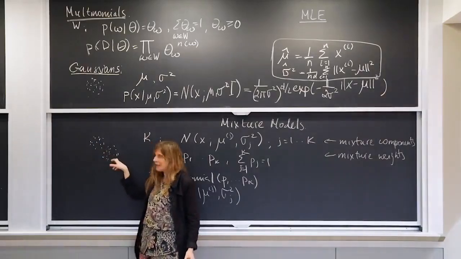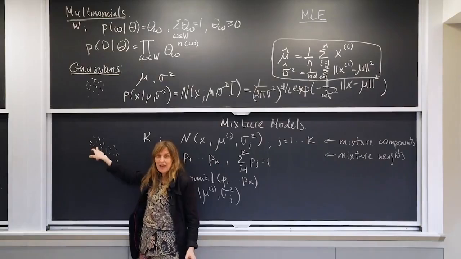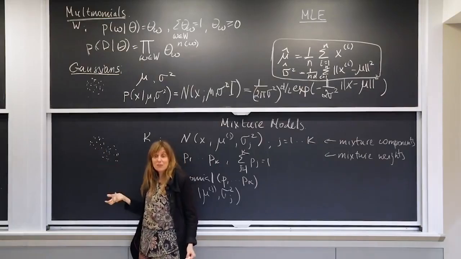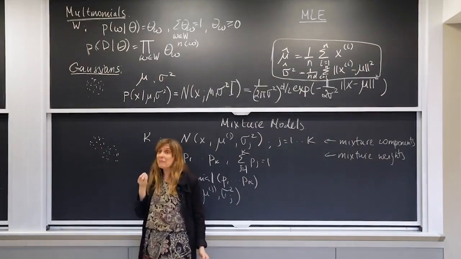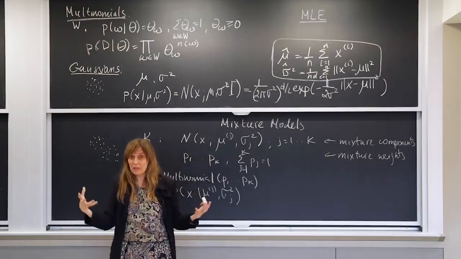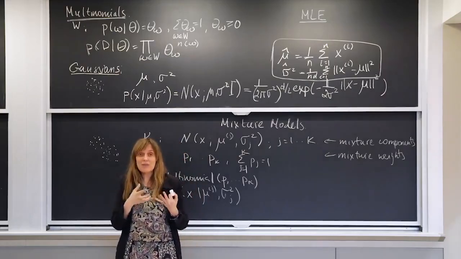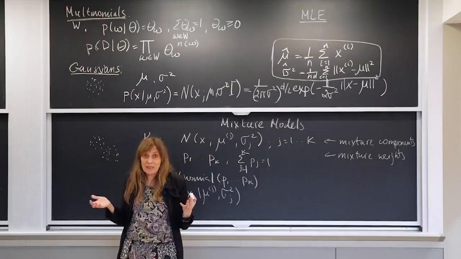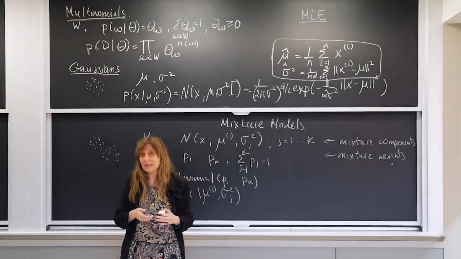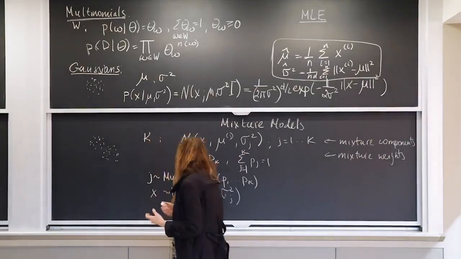Every single point here can be generated either by this guy or by that guy, just with different probabilities. So here we have a much more refined way to talk about our distribution, because every point belongs to different components, just with different likelihoods. So this is our mixture model.